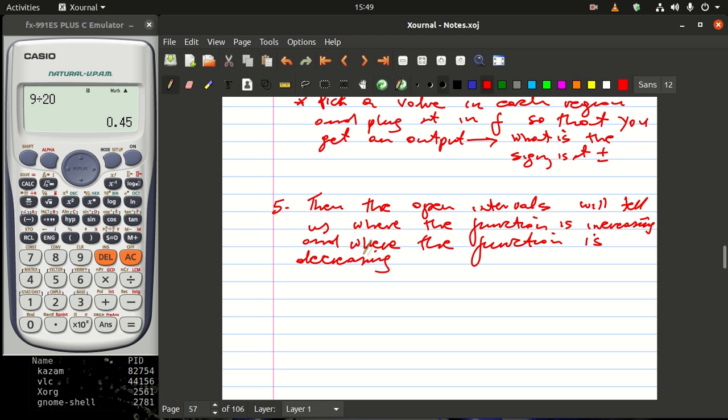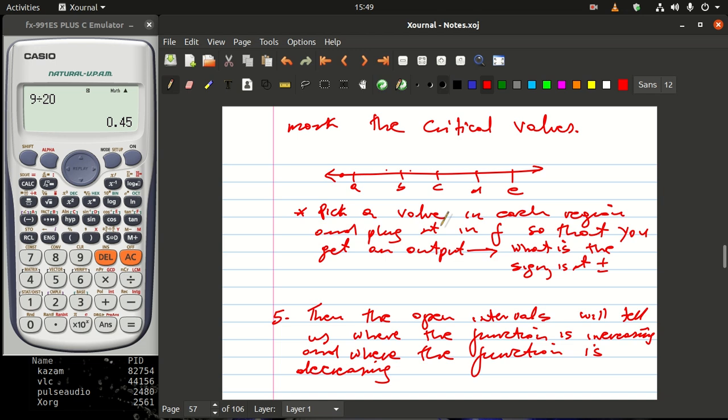Basically, if in this region here you have a plus, this plus is saying the function is increasing here. If here you have a negative, then it means the function is decreasing. So we have a decrease here.